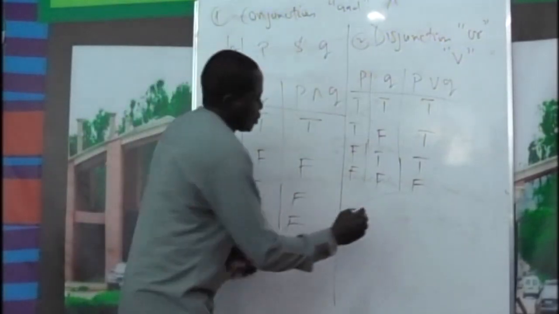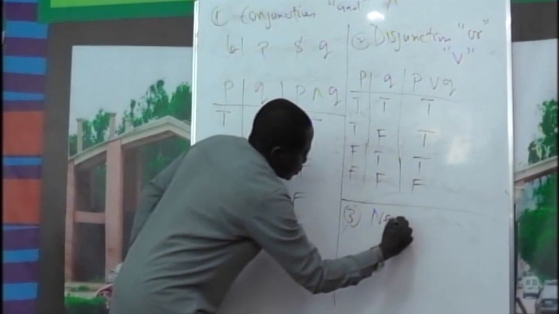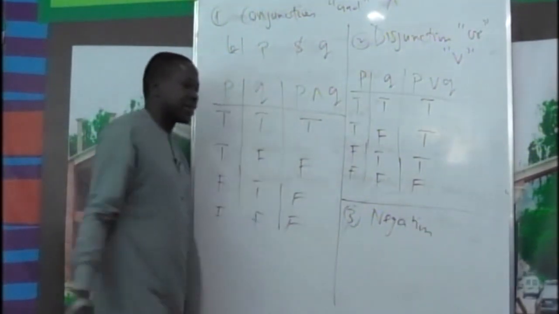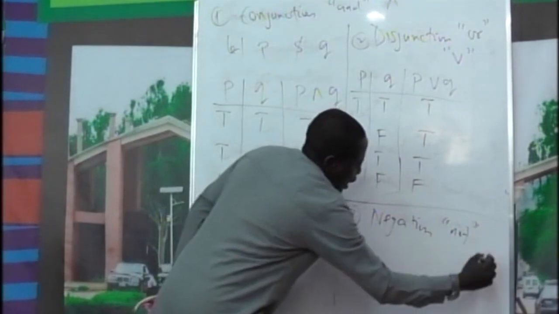The third one, number 3, negation. Like I said, negation, we are using what? Not. And this is the symbol.